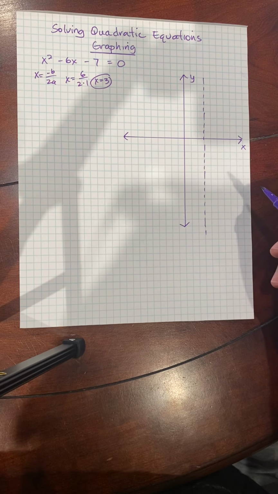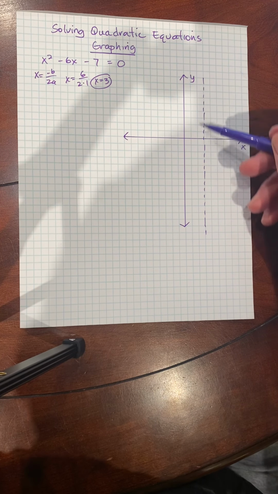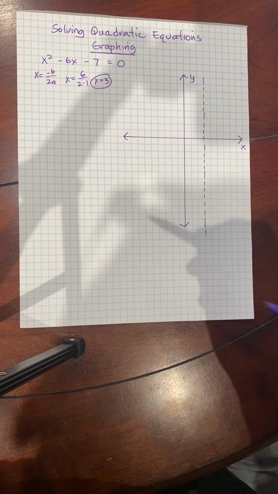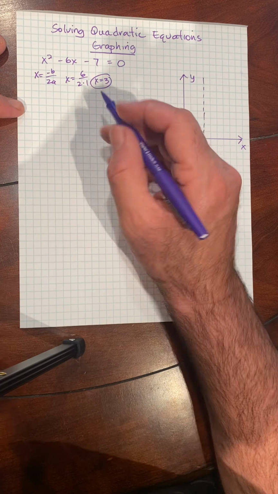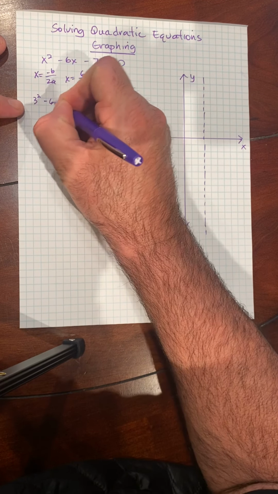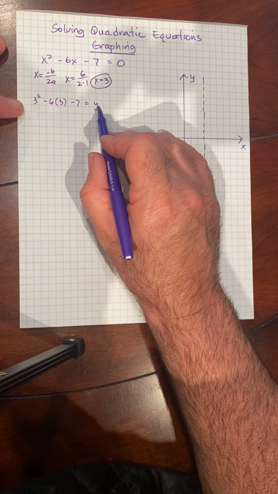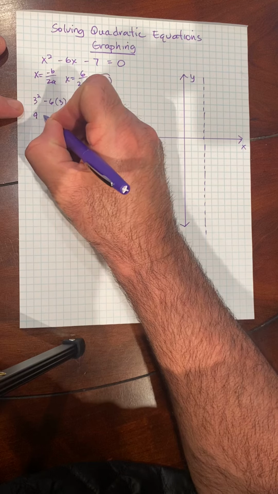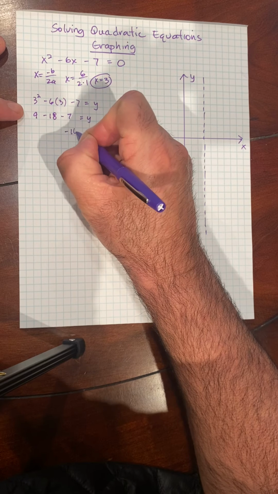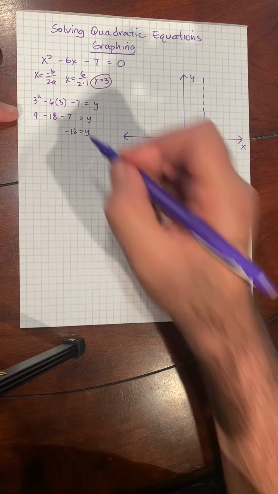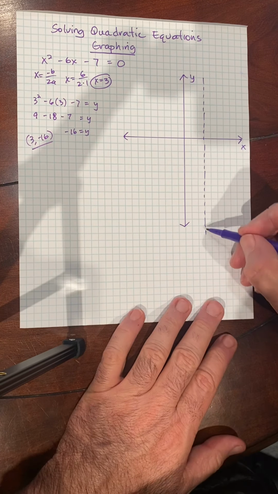Now we need to know the vertex. The good news is the vertex of the parabola is on the axis of symmetry, so we know the x-coordinate. It's 3. So I plug 3 in and solve the equation for y, like this. 3 squared minus 6 times 3 minus 7 equals y. I changed the 0 to y just for this exercise. So this is 9 minus 18 minus 7. That's negative 16 is y. So when x is 3, y is negative 16. That's the vertex, way down here.